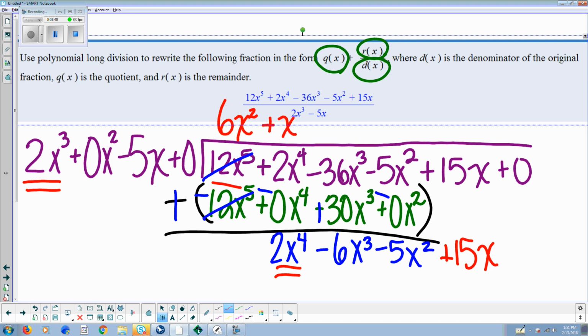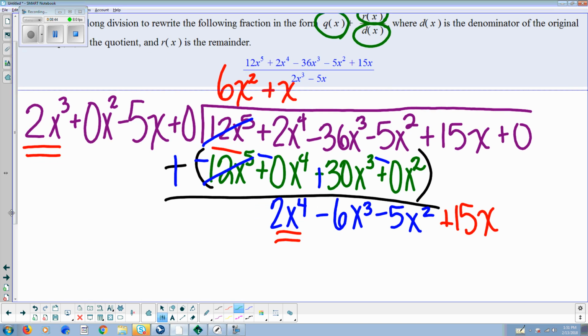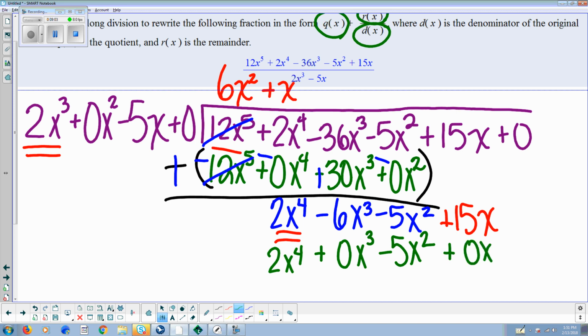So then I multiply x by 2x to the 3rd, which is 2x to the 4th. X times 0x squared is 0x to the 3rd. X times negative 5x is negative 5x squared. And x times 0 is 0x. So that's daddy, mommy. Sister is subtract.